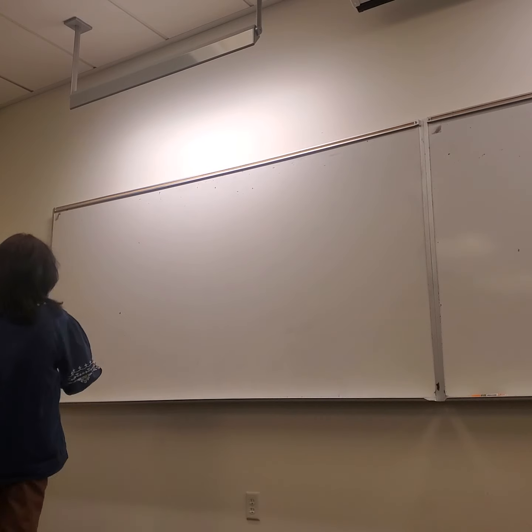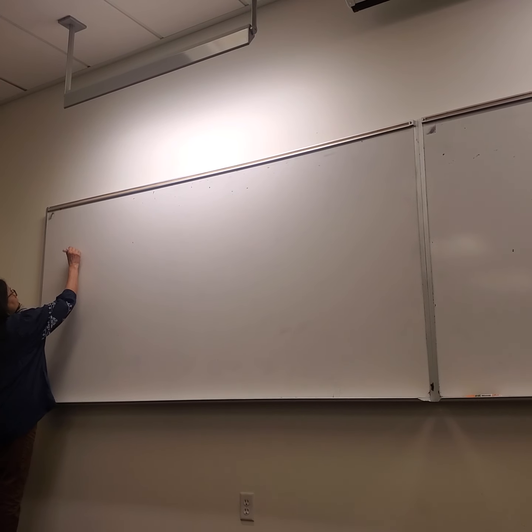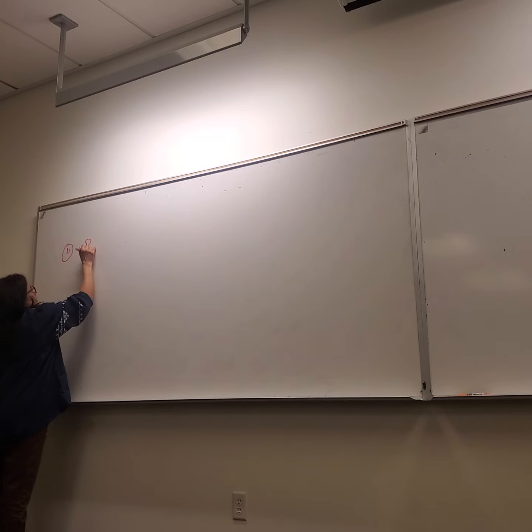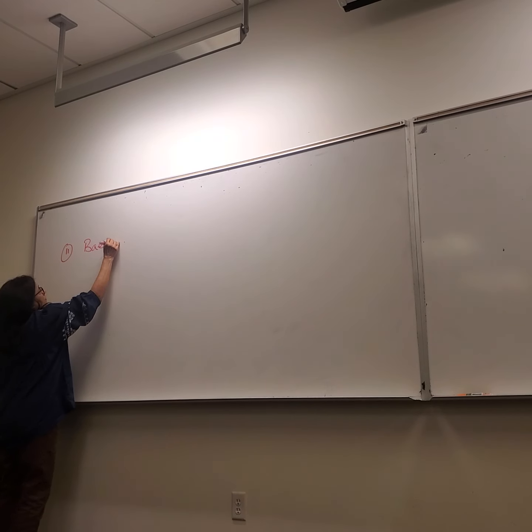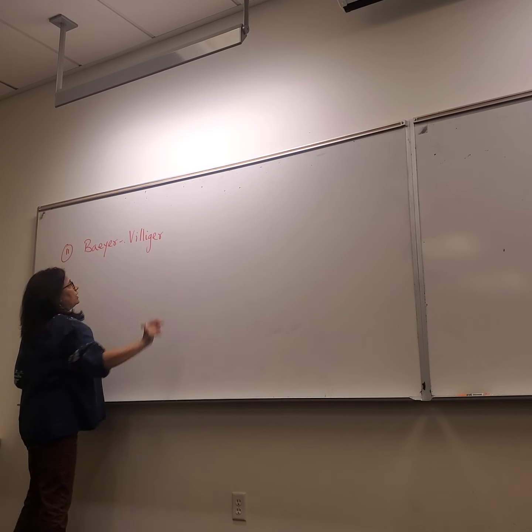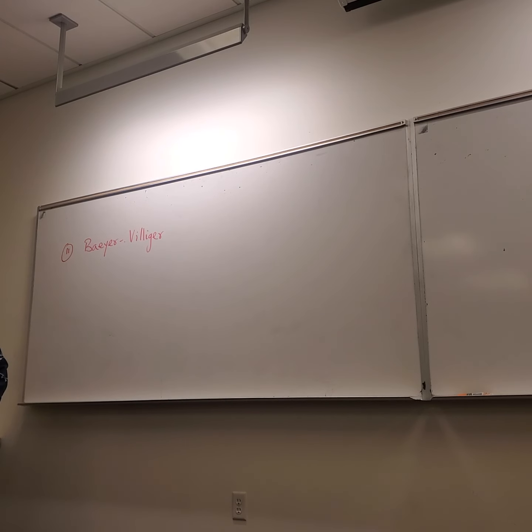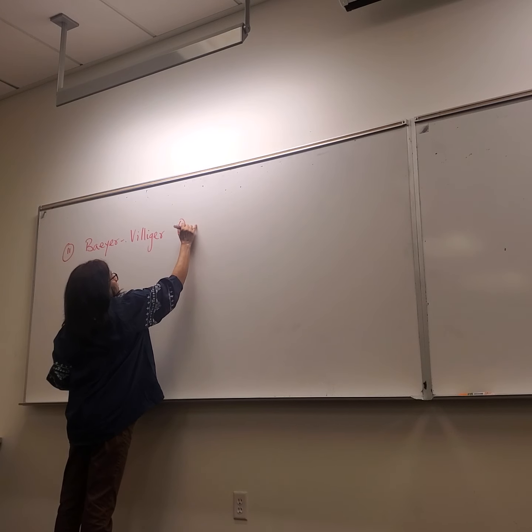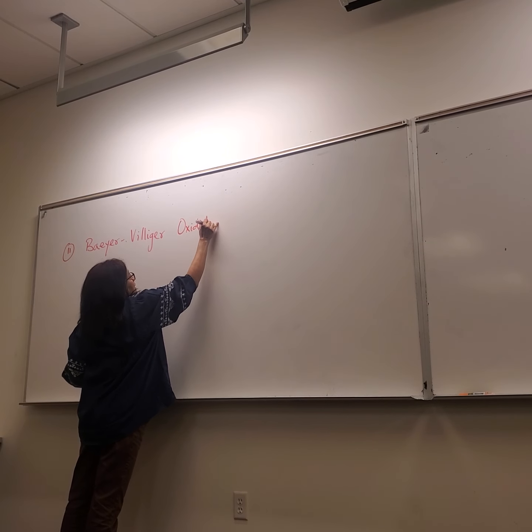Let's talk about the next reaction also of aldehydes and ketones, and this is called Baeyer-Villiger. I don't know if it's Villiger or Villiger, I'm not 100% sure in its pronunciation. Oxidation reaction of aldehydes and ketones.